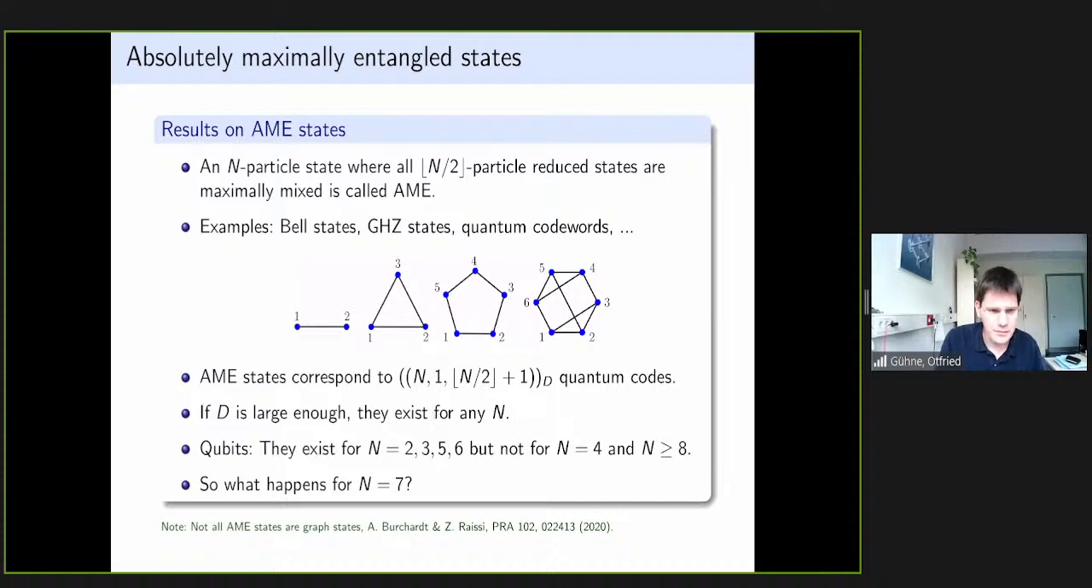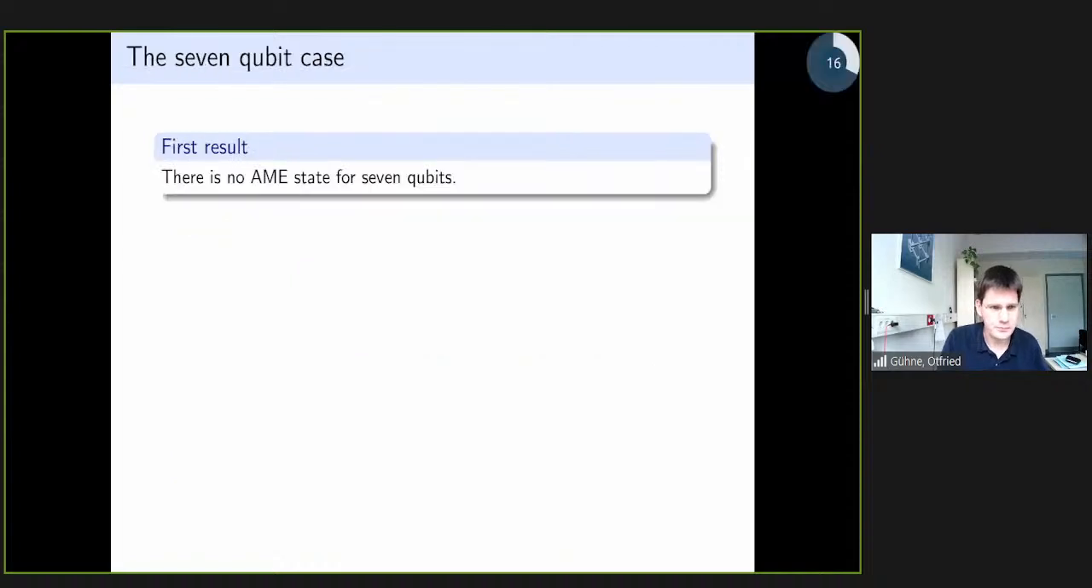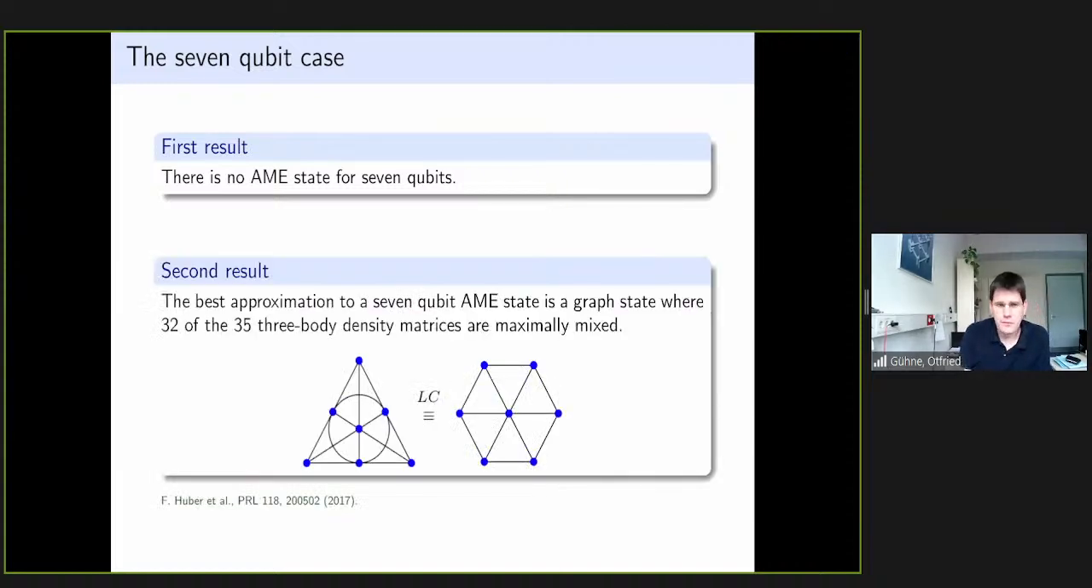But finally, PhD student Felix could solve it. And the result is very easy to formulate: there's no AME state for 7 qubits, period. It doesn't work. And if you ask for the best approximation to it, you get the following result, namely that there is a graph state, which you write like that, where 32 of the 35 three-body density matrices are maximally mixed. For being an absolutely maximally entangled state, all of the density matrices must be maximally mixed, and this we cannot reach. But at least you can make 32 of the 35 maximally mixed, but not more. And this way, it's the best approximation.